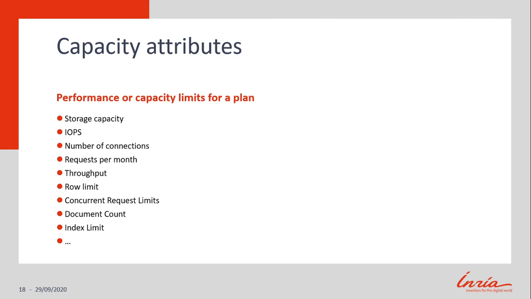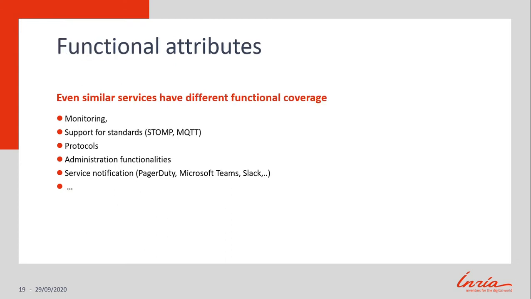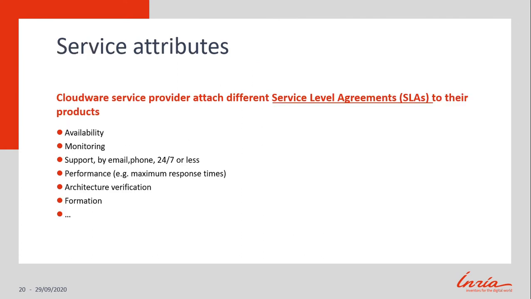For the capacity attribute, we find storage capacity, IOPS, number of connections, requests per month, throughput, etc. For the functional attribute, we find monitoring, support, protocol, administration, functionality, etc. For the service attribute, we find SLA on availability, SLA on support, SLA on monitoring, etc.